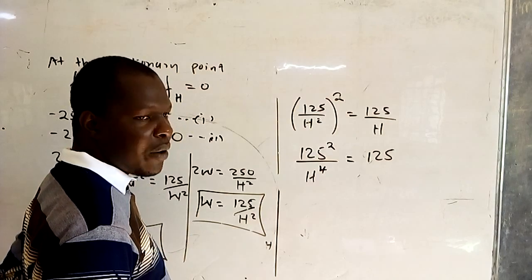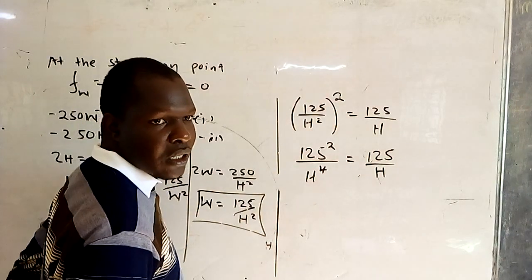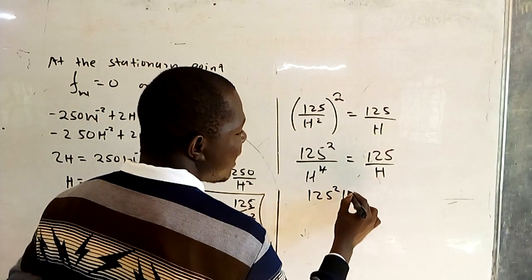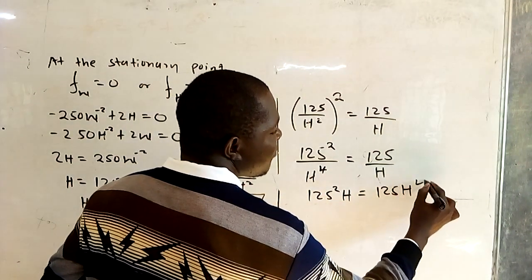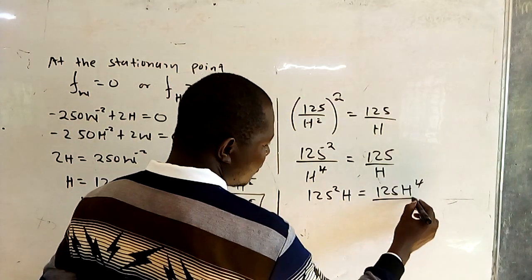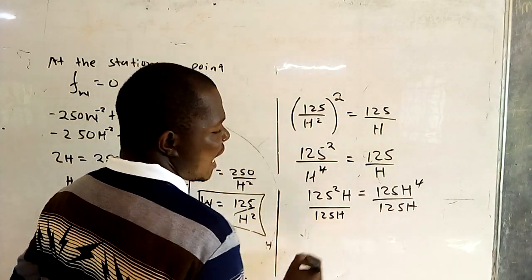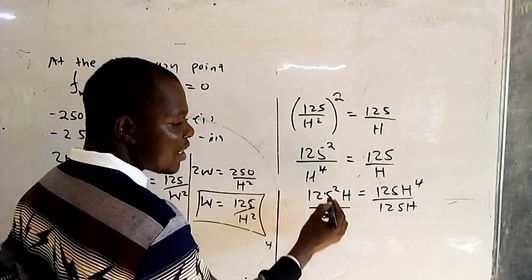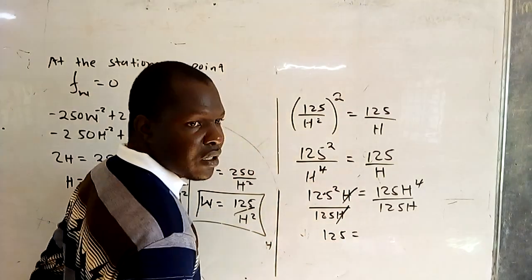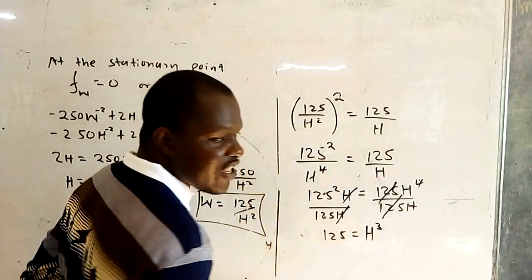125. Are we together? 125 over, you can cross multiply, isn't it? So if you cross multiply, you get 125 squared h is equal to 125 h raised to power 4. So you can divide both sides of the equation by 125h, isn't it? By 125, h is a common factor. So 125 goes with 125 here, h goes with h, 125 into 125 squared, so you remain with 125. Here 125 goes to 125. H raised to the power 4 divided by h, you remain with h cubed.